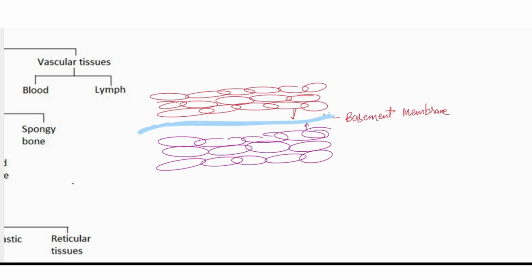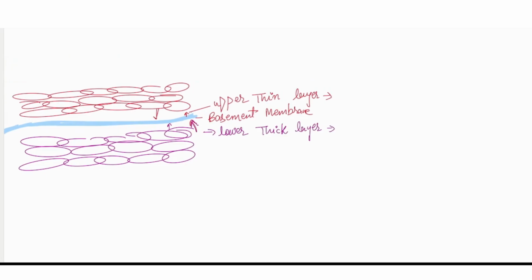The face which is facing towards the epithelial tissues, the epithelial side, is the upper thin layer. And the lower one, which is facing towards the connective tissues, is the lower thick layer. We should know what each is made up of. The upper thin layer is known as the basal lamella.